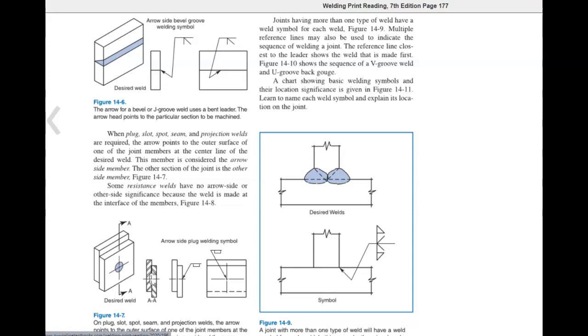Joints having more than one type of weld have a weld symbol for each weld. Multiple reference lines may also be used to indicate the sequence of welding a joint. The reference line closest to the leader shows the weld that is made first. Figure 14-10 shows the sequence of a V-groove weld and U-groove back gouge. A chart showing basic weld symbols and their location significance is given in Figure 14-11. Learn to name each weld symbol and explain its location on the joint.